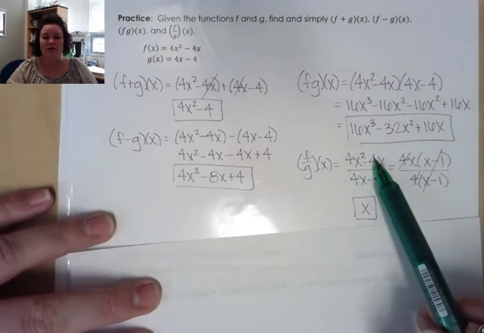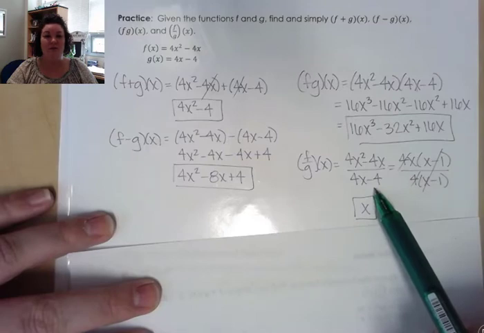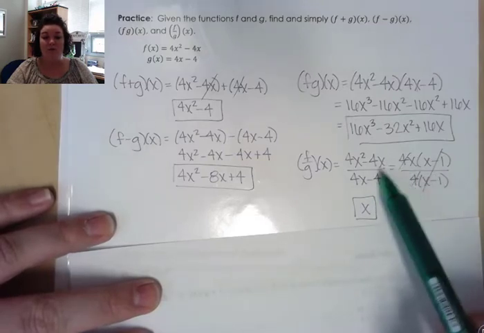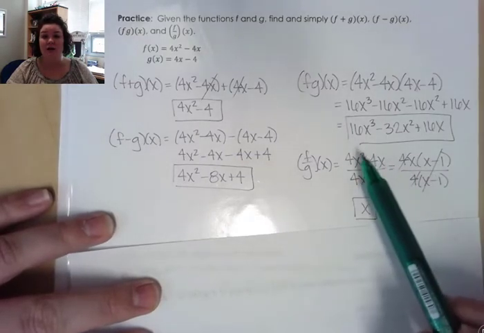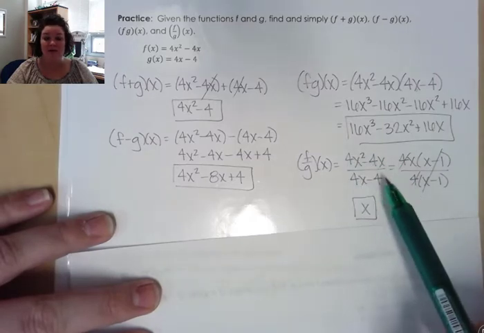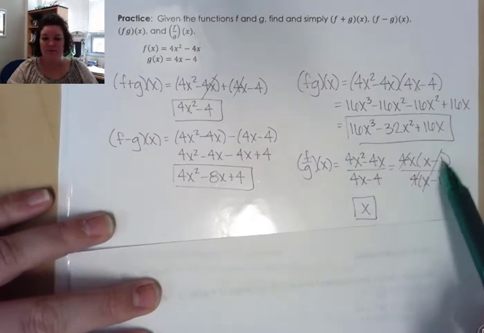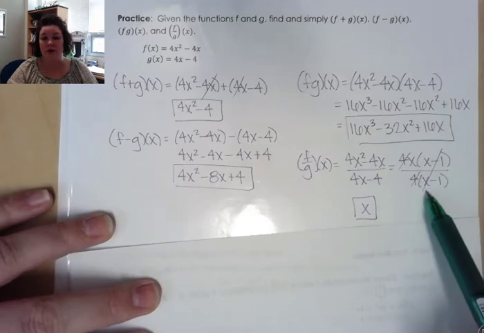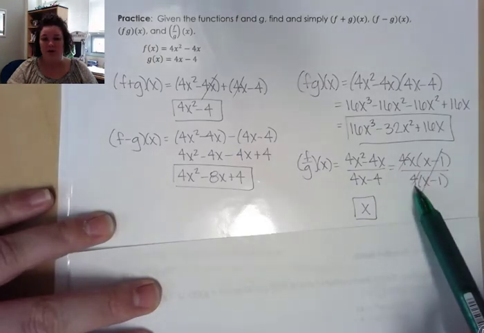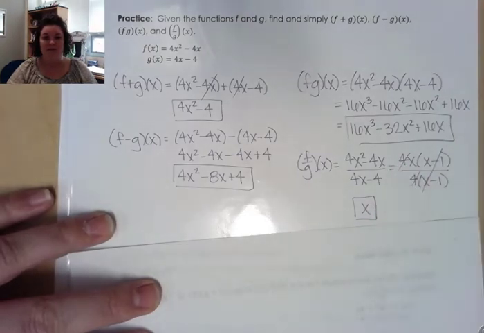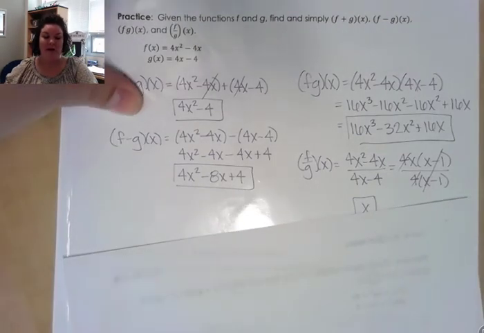Okay. And then our last one is our quotient function. So we put our f function on top, our g function on bottom. We factor them both completely because remember we can't reduce unless we have this completely factored. So when we factor it completely, we should be able to cancel an x minus 1 quantity and also a 4, which leaves us with just x. Okay? All right, so I want to go ahead and move on now.